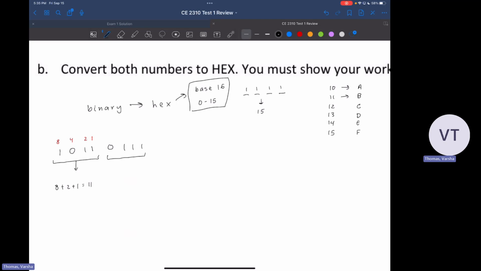Okay, so 11 corresponds with B. So this hex number is actually B. It represents 11 in decimal. This next one, we're going to do a similar thing where we have 8, 4, 2, and 1. We have 4 plus 2 plus 1. This is equal to 7. And so with 7, we don't have to worry about 2 digits. We can just write it as 7. So for our hexadecimal number, this binary number is going to turn to B7. Does that make sense? Okay.